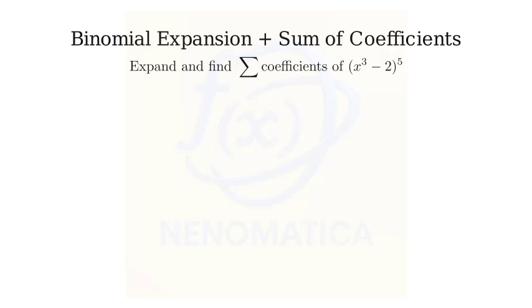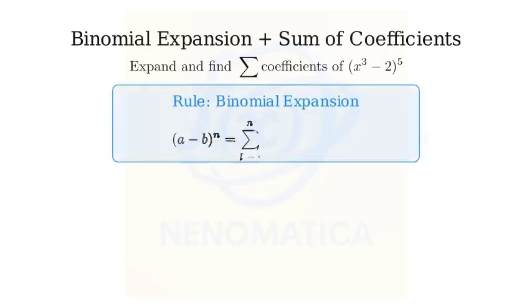First, the binomial expansion rule. The expansion of (a minus b) to the n is the sum from k equals 0 to n of n choose k times a to the n minus k times (negative b) to the k. This creates alternating signs automatically.